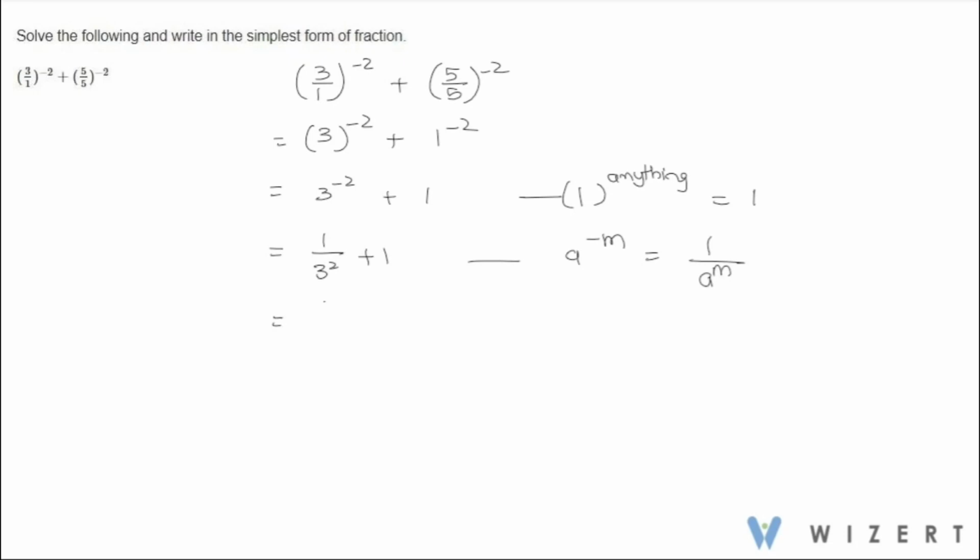So this will be equal to 1/9 + 1, which is equal to (1 + 9)/9, which is equal to 10/9. This is the simplest form of fraction for the given expression. This is the answer.